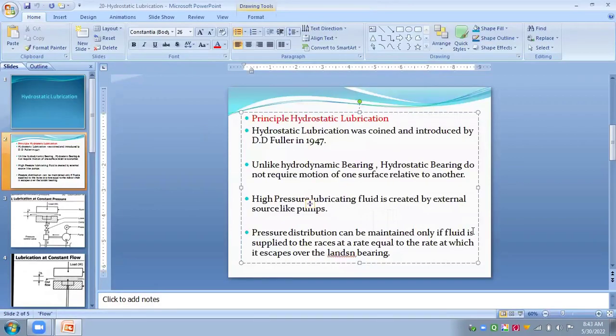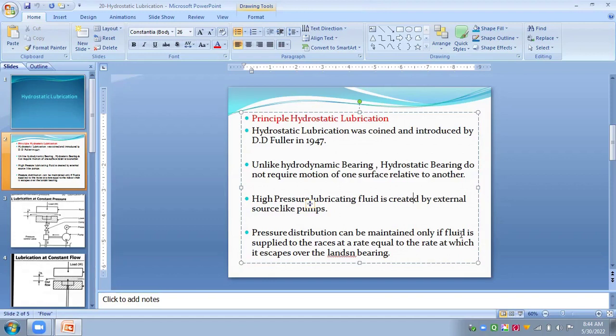Unlike hydrodynamic bearings, hydrostatic bearings do not depend on the motion of one surface relative to another. A hydrostatic bearing can be defined as one in which the loaded surfaces are separated by a fluid film, which is forced between them by an externally generated pressure. Formation of the fluid film and successful operation of the bearing require a continuous supply of lubricant through a pump, which can operate continuously. In hydrostatic bearings, this high pressure lubricating fluid is created by an external source called a pump.